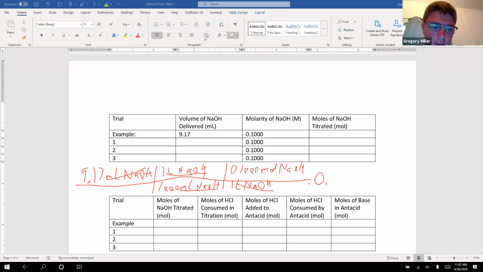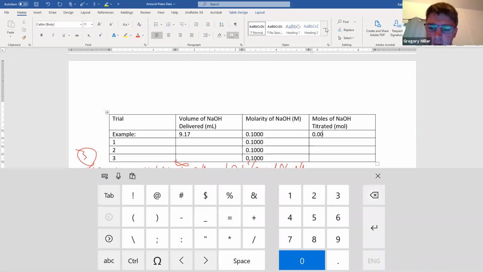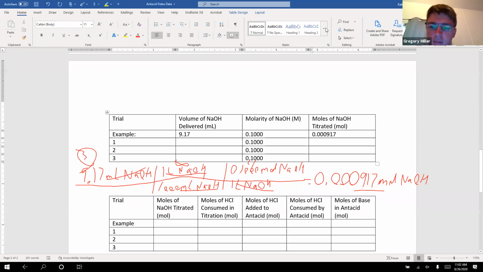0.0000917. As always, we should check our significant figures. This has 3, and it's a metric conversion that has 4, and ours already has 3, so we don't need to do anything there again.